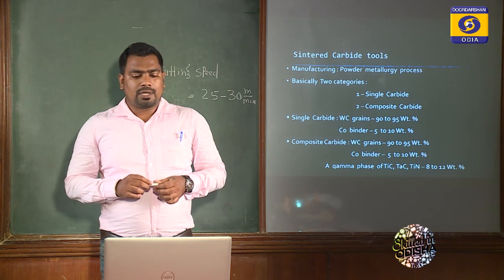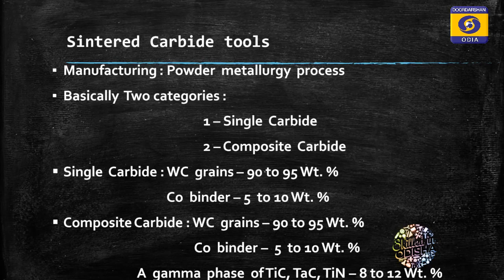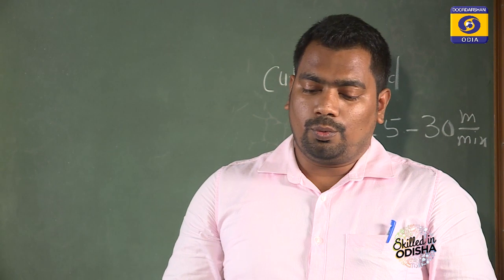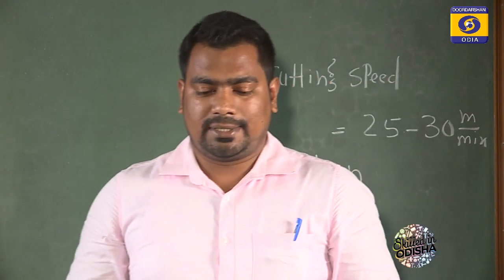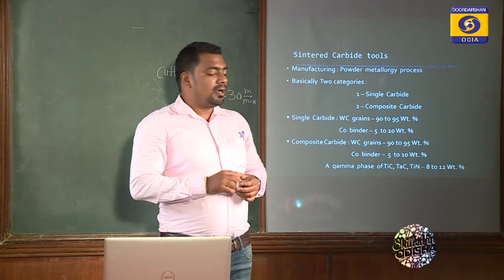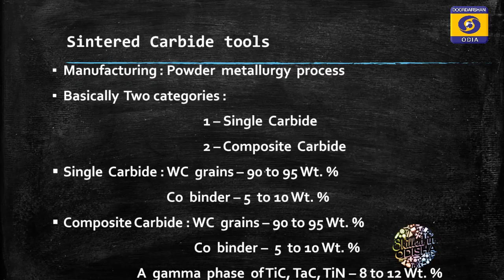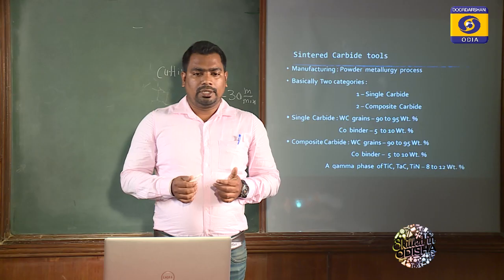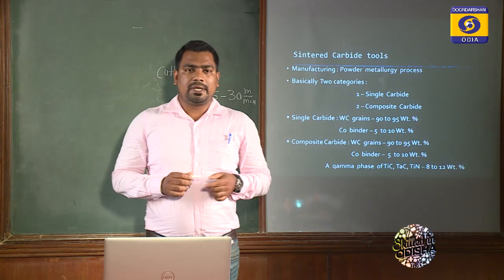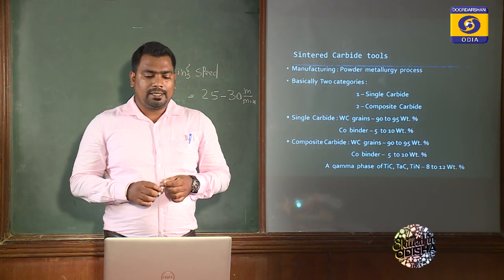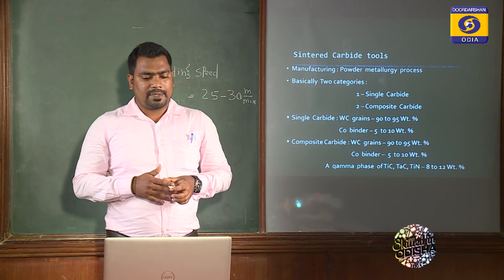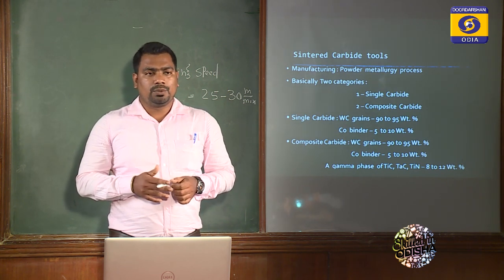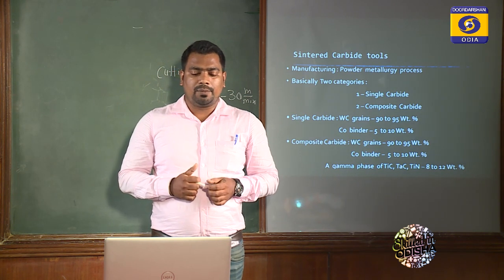Sintered carbide cutting tools are generally of two categories. One is single carbide, other is composite carbide. In single carbide, we have tungsten carbide grains 90 to 95% and cobalt binder grains 5 to 10% weight percentage. But in single carbide cutting tools, when steel material is being cut by single carbide, it rubs with the surfaces of the single carbide cutting tool and wears out the cutting material.